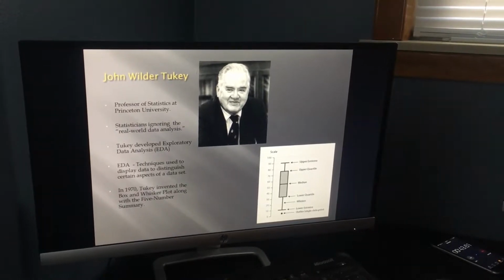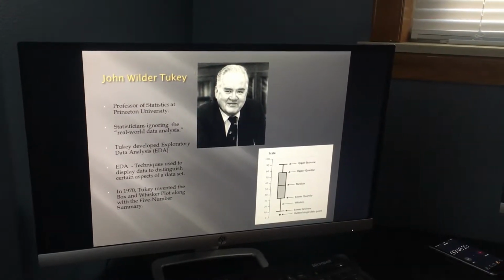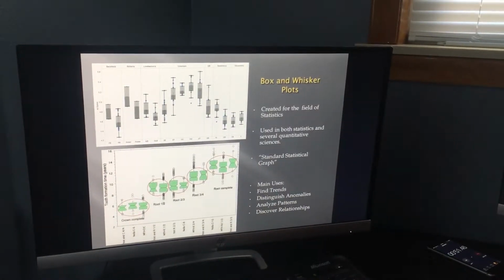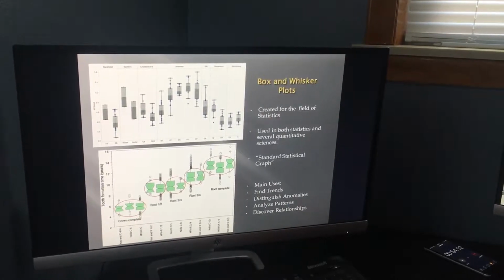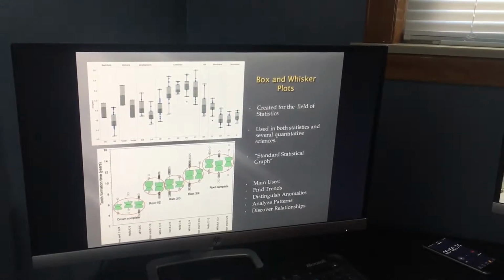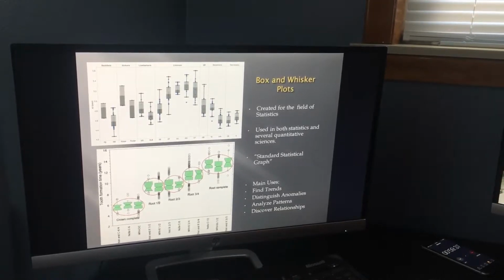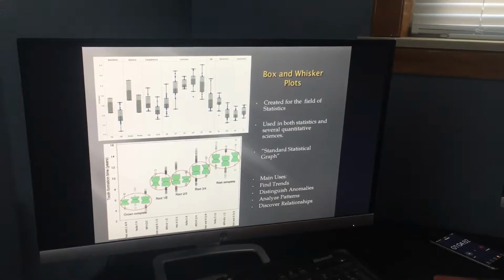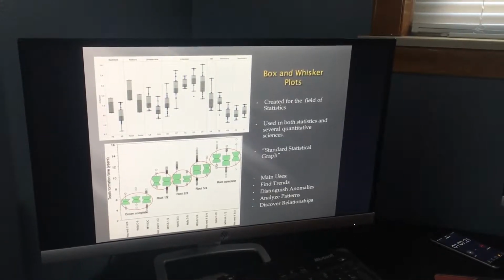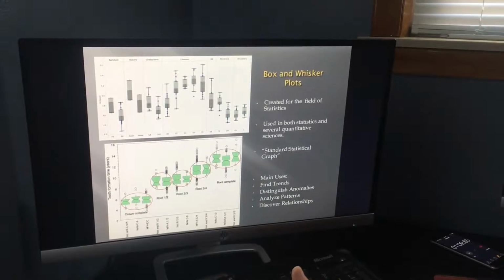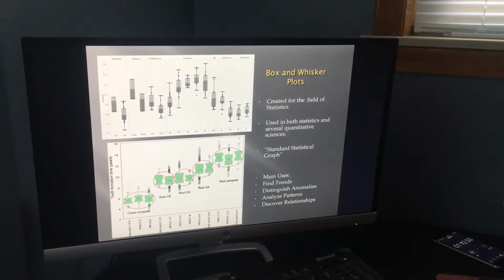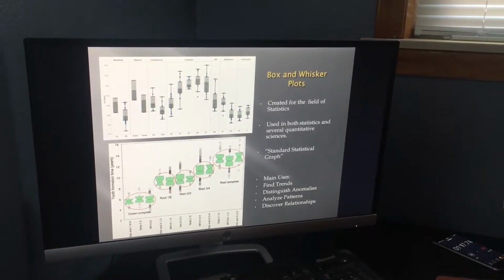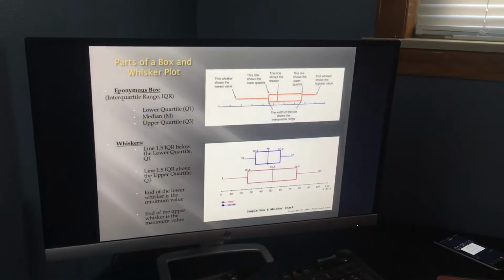In 1970, Tukey then invented the box and whisker plot along with the 5-number summary that we're going to talk about in this presentation. Now, box and whisker plots were created for the field of statistics. However, because of their applicability, they're used in both statistics and several quantitative sciences. And they became a standard statistical graph because they display data sets so accurately. The main uses are that they find trends, they can distinguish anomalies, they can analyze patterns or discover relationships.